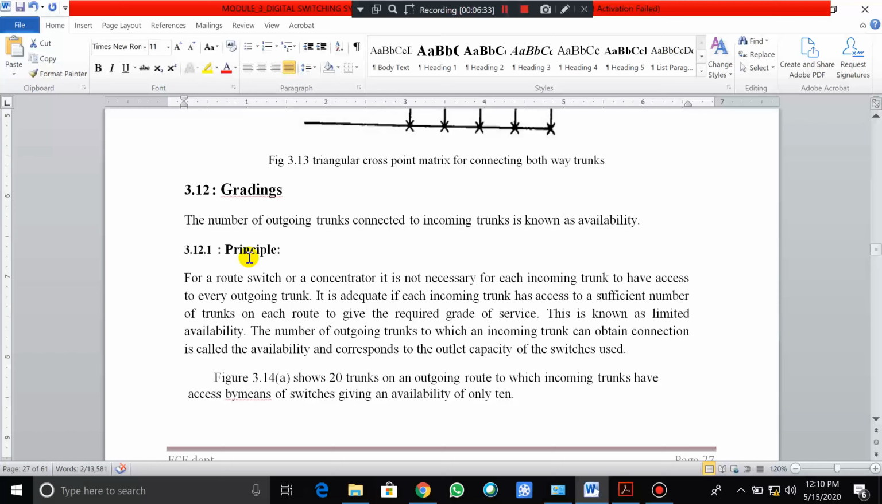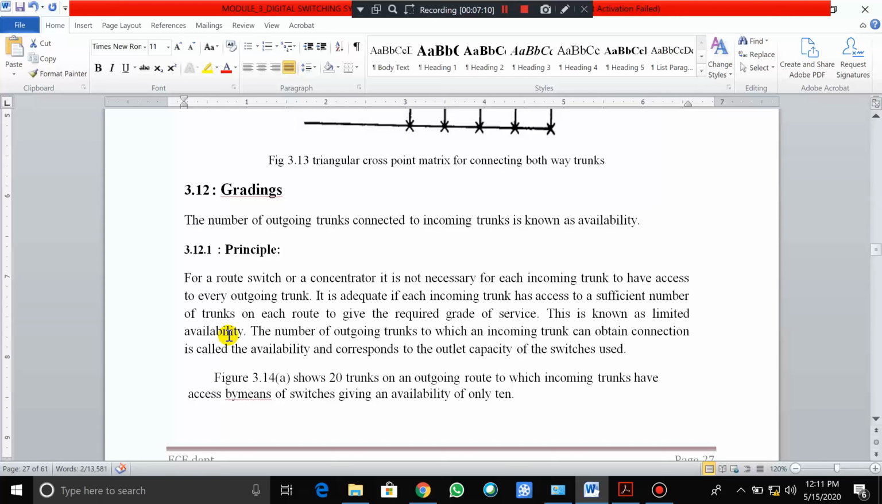So the principle of grading is that for a route switch or a concentrator, it is not necessary for each incoming trunk to have access to every outgoing trunk. That means it is not necessary for a switch to keep an eye on how the incoming and outgoing trunks are coming out and going inside. It is adequate if each incoming trunk has access to a sufficient number of trunks on each route to give the required grade of service. This is known as limited availability.